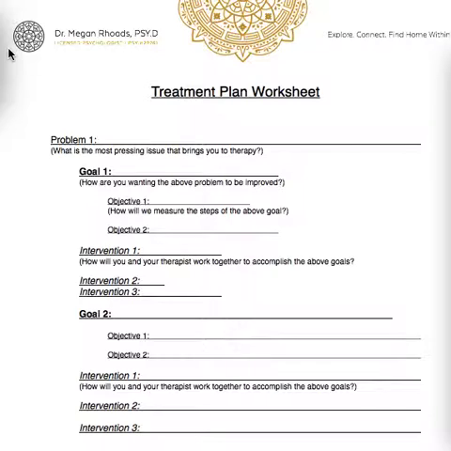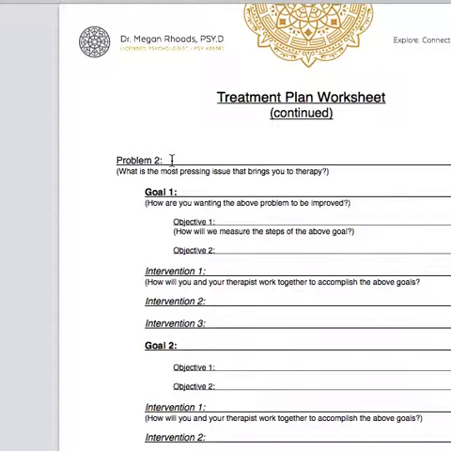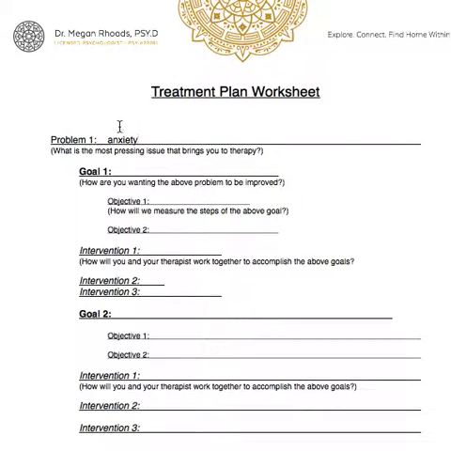I'm going to explain the treatment plan worksheet that you will use to help us in collaboratively creating a plan to help you tackle the problems that bring you in for therapy. So, first, let's identify two of the most pressing problems you have. Let's say that problem one on page one is anxiety. And let's go to page two. Problem two, let's say, is relationship issues. So back to page one.